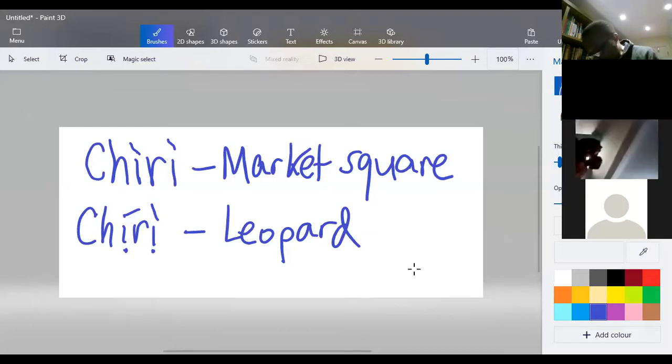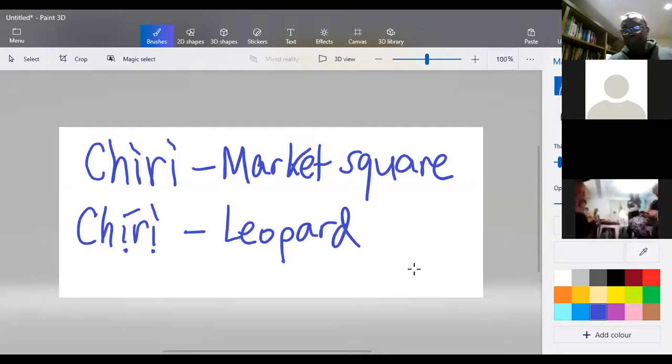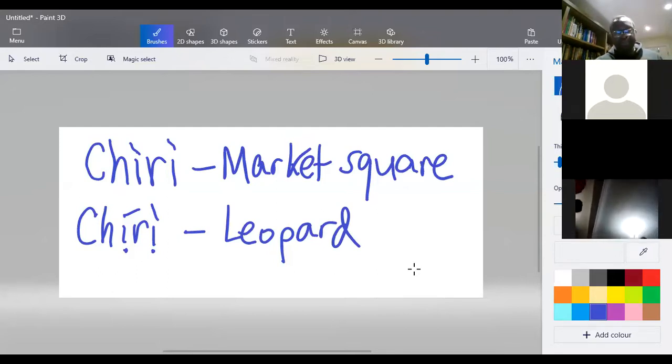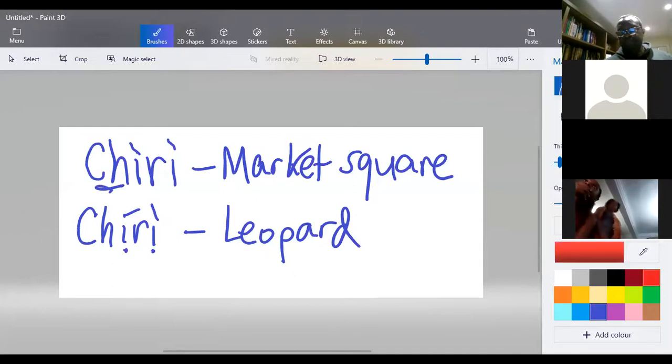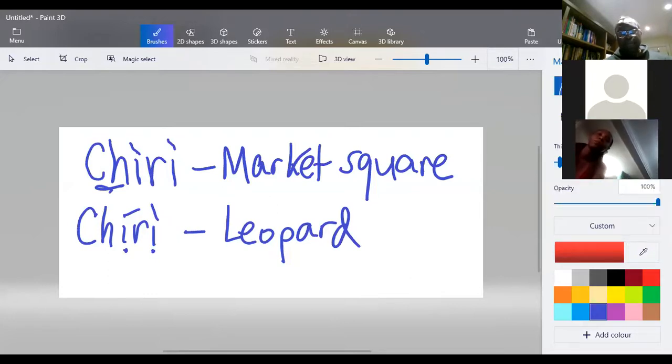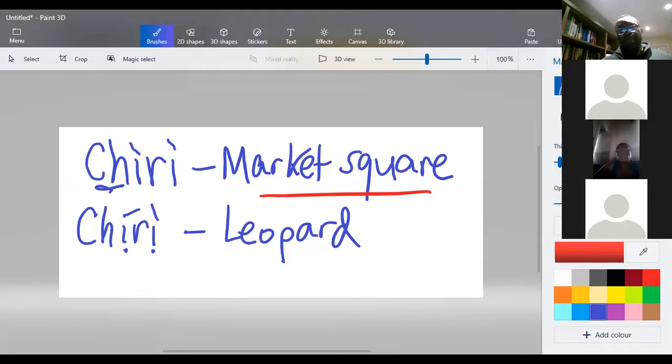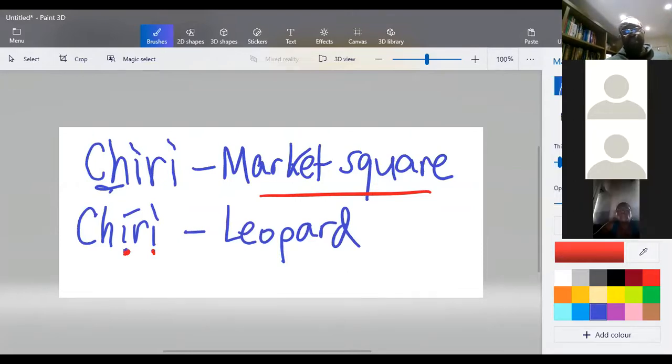Welcome back, everyone. We'll do a roundup here. Let me share this screen. Can you all see it? Market Square is Chiri, with CH, and in this case there is no dot underneath the I. But Leopard is Chiri, with a dot under both Is. In Market Square, the stress marks are both falling, while with Leopard, the first I is rising and the second is falling.